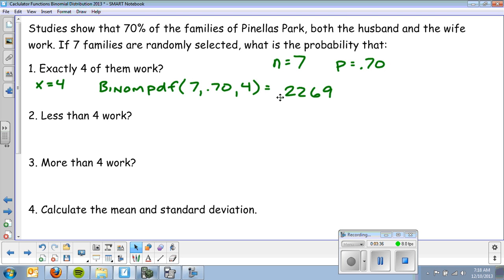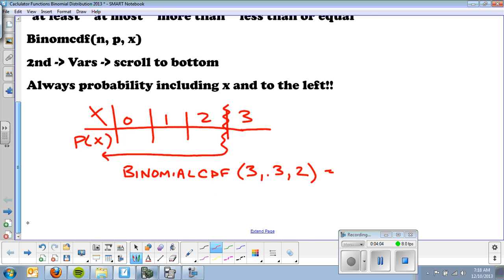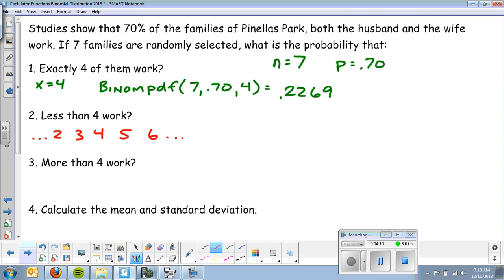Now, numbers 2 and 3 get a little trickier. It says less than 4 work. What I'm going to do is make a dummy table. And a dummy table is a probability distribution table that isn't the full table. So I'm going to do something like this. 4, 5, 6, 3, 2, dot, dot, dot. These are basically the possible values of x. If I were to make, let's say, this table down here at the bottom, I'm not actually going to make it, but it'll help me visualize. So it says less than 4 work. Less than 4 does not include 4. It's 3 or less.